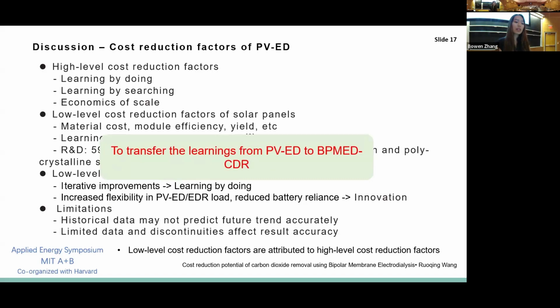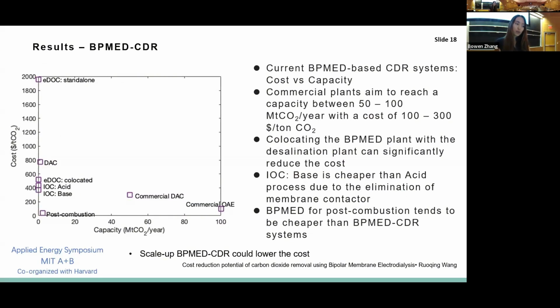So to transfer the learning from PVED to BPM-ED CDR, here we show the current research on BPM-ED CDR in terms of capacity, capital and cost. Here we can see the commercial plants aim to reach a capacity between 50 to 100 megatons of CO2 per year, with a cost of $100 to $300 per ton of CO2. Also, co-locating the BPM-ED plant with a desalination plant could significantly reduce the cost. The base process could be cheaper than the acid process. We can also see the BPM-ED system for post-combustion is much cheaper than the CDR process.